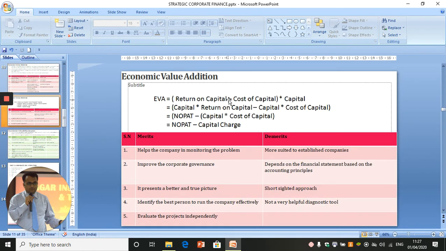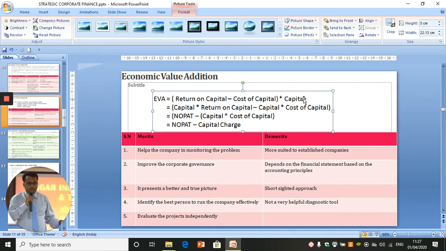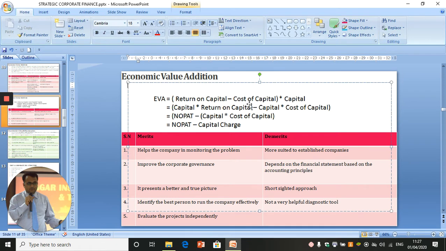EVA is equal to return on capital minus, this is a bit of a problem. Let us just hold on for a sec. Here we go. Return on capital minus cost of capital into capital.